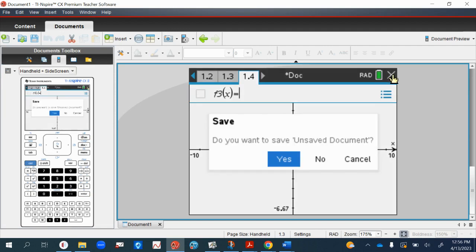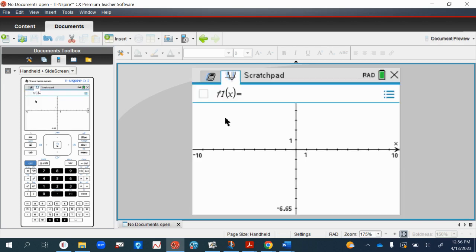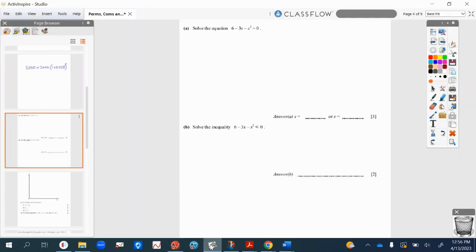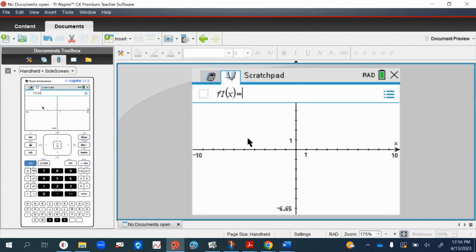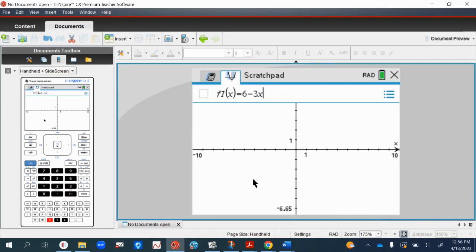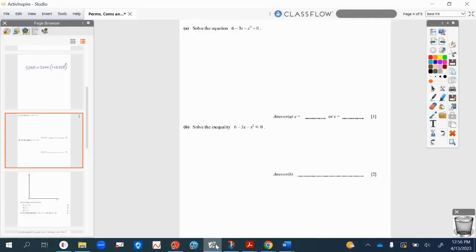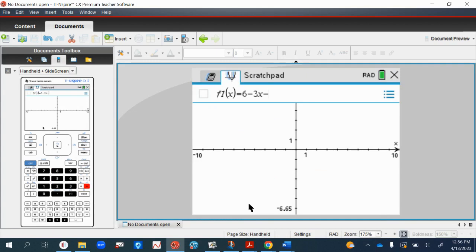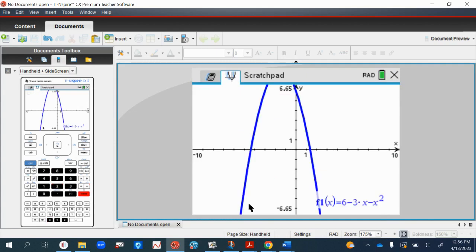I think I'll remove some of these other things. So remember, if you want to delete stuff, you can just go to that cross there. Do I want to save it? No, I don't. And then I'm going to go back into it because sometimes it gets a bit cluttered. So let's type in the function. So it's 6 minus 3x and minus x squared. And let's just press enter.